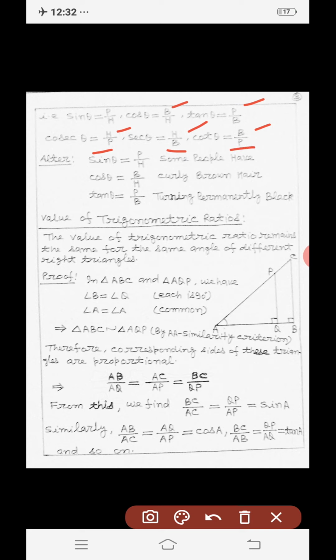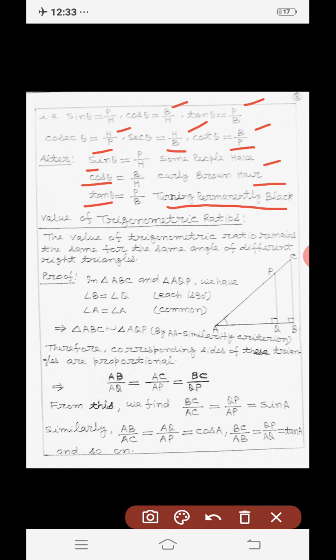Alternatively, to add to memory, we can say that sin theta equal to P by H, cos theta equal to B by H, and tan theta is equal to P by B. That is, some people have curly brown hair turning permanently black. Means in this way we can learn the trigonometric ratios sin theta, cos theta, tan theta, and reciprocals of these, that is cosec theta, sec theta, and cot theta.